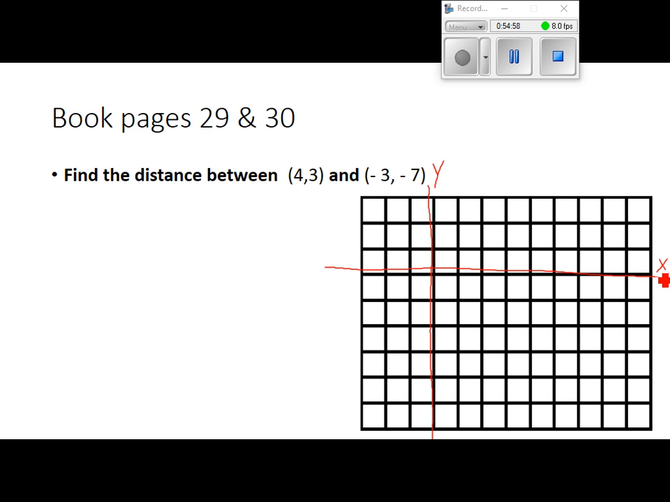How do I graph this first point? Tell me how to move. Over 4: 1, 2, 3, 4. Is that right? Right, 4: 1, 2, 3, 4. Then what? 1, 2, 3. We'll call that point N. How do I graph this point? We'll call it point T.